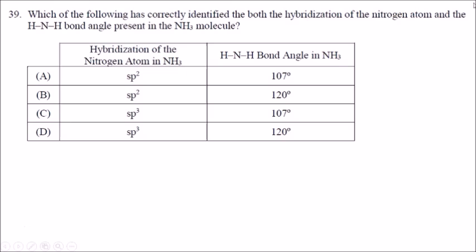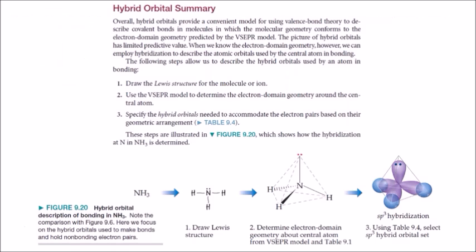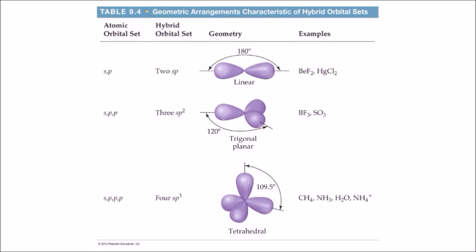Number 39 is about hybridization of the nitrogen atom in the NH3 molecule, and it's also about the bond angle in that molecule. So starting off with hybridization, after we draw the Lewis structure, we can count the number of electron domains off the central atom. In this case, we have 3 bonding domains and 1 non-bonding domain. That's a total of 4 electron domains, sp3 hybridization for the NH3 molecule.